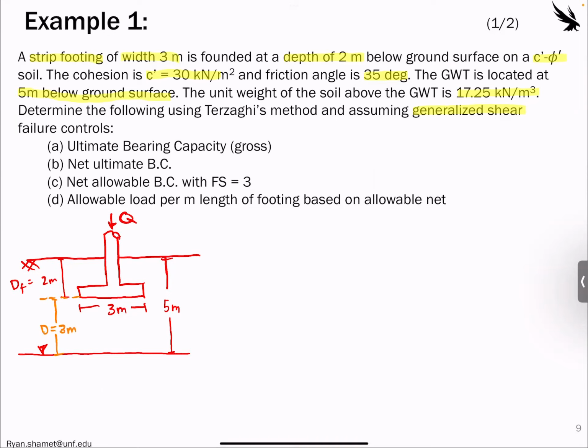So the other things that are given, the soil has a cohesion of 30 kPa, or kilonewtons per square meter, a friction angle of 35, and a unit weight of 17.25 kilonewtons per cubic meter.